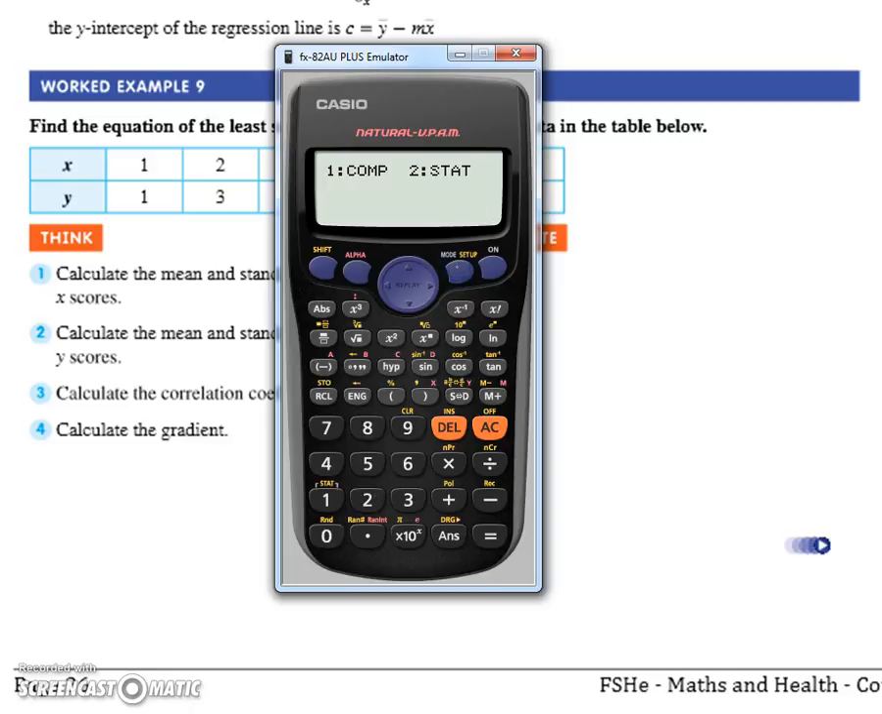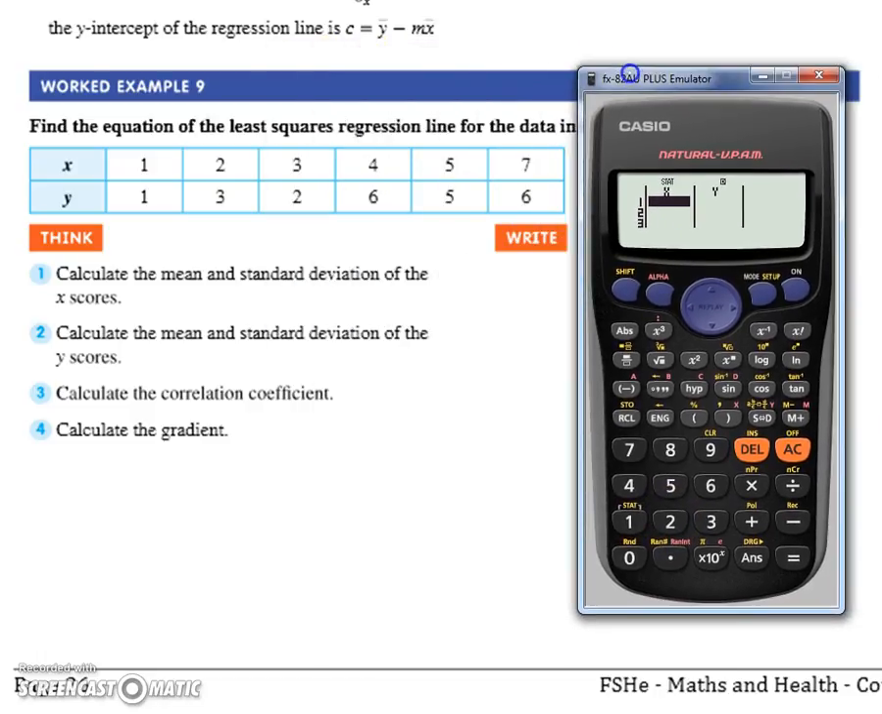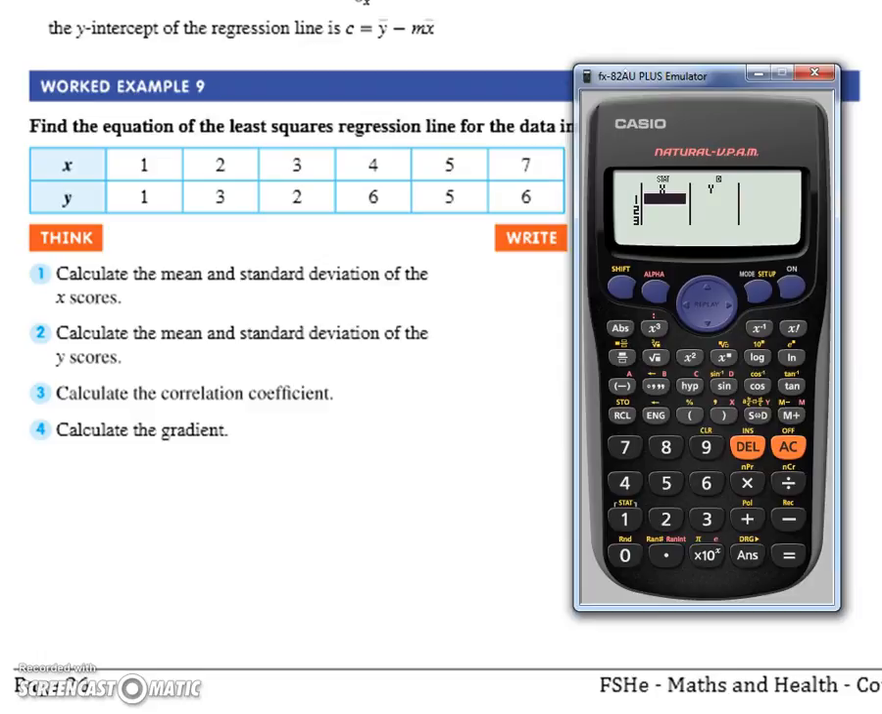Okay, next one, we just want to go to setup. Sorry, Emily, just go to setup, and clear, setup, and then to stat, 2. Now we want number 2 this time, the A plus BX. Now we've got our 2 columns, so we can now enter our data. It doesn't really matter if you have frequency, because your frequency will come up as 1 each time, and you've only got 1 of each of those data points, so that's fine.